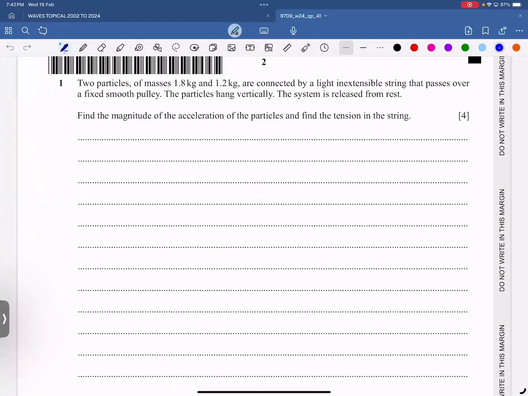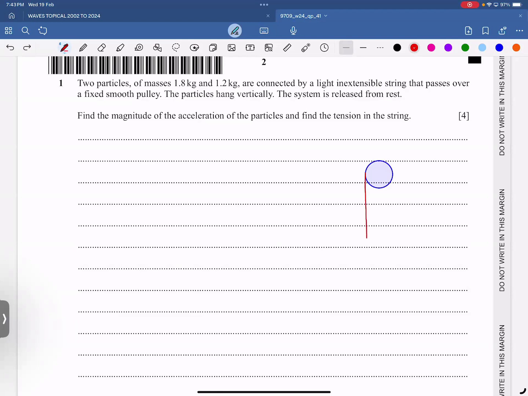Question says two particles of mass 1.8 and 1.2 kilogram are connected by a light inextensible string that passes over a fixed pulley. The particles hang vertically. The system is released from rest. So both are vertical. So you can make a pulley first like that. You can make the particles hanging one on each side.